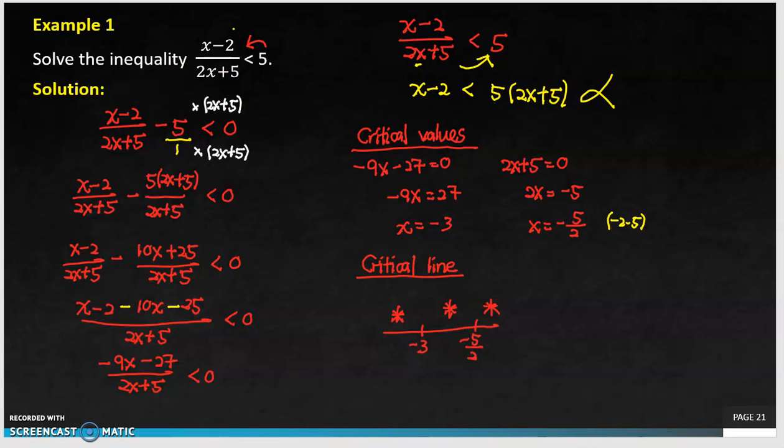So the first interval is from negative infinity until negative 3. The second interval is from negative 3 until negative 5 over 2. The third interval is from negative 5 over 2 until positive infinity. Again, since the inequality is strict, the endpoints are not included, so we use round brackets. We move on to the next slide.